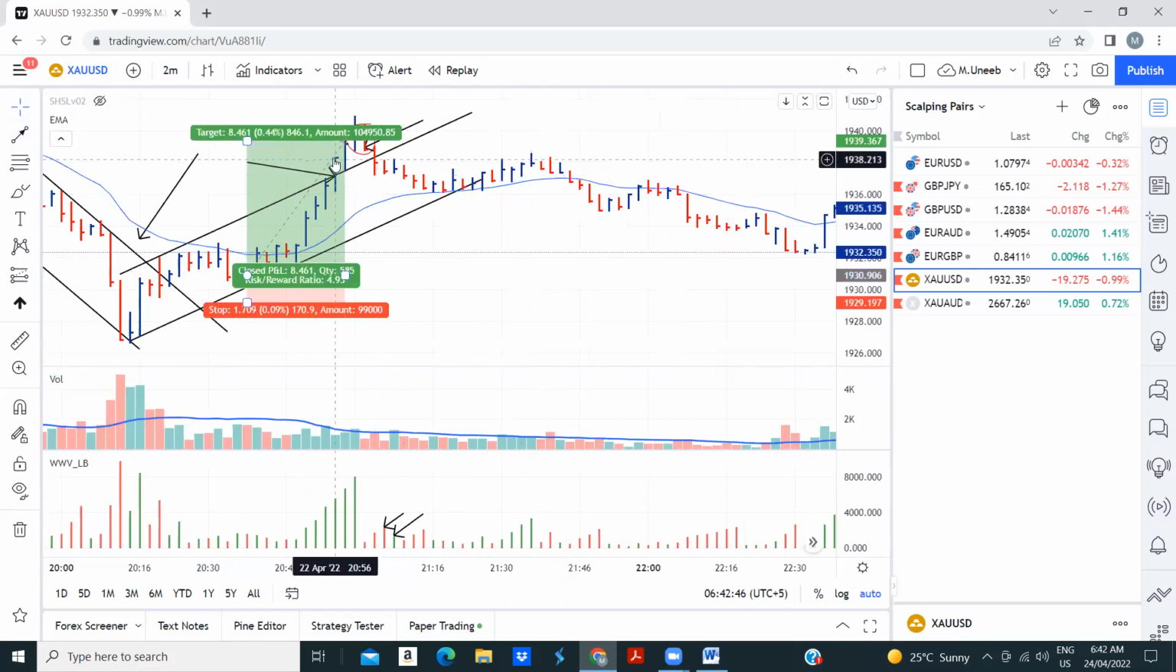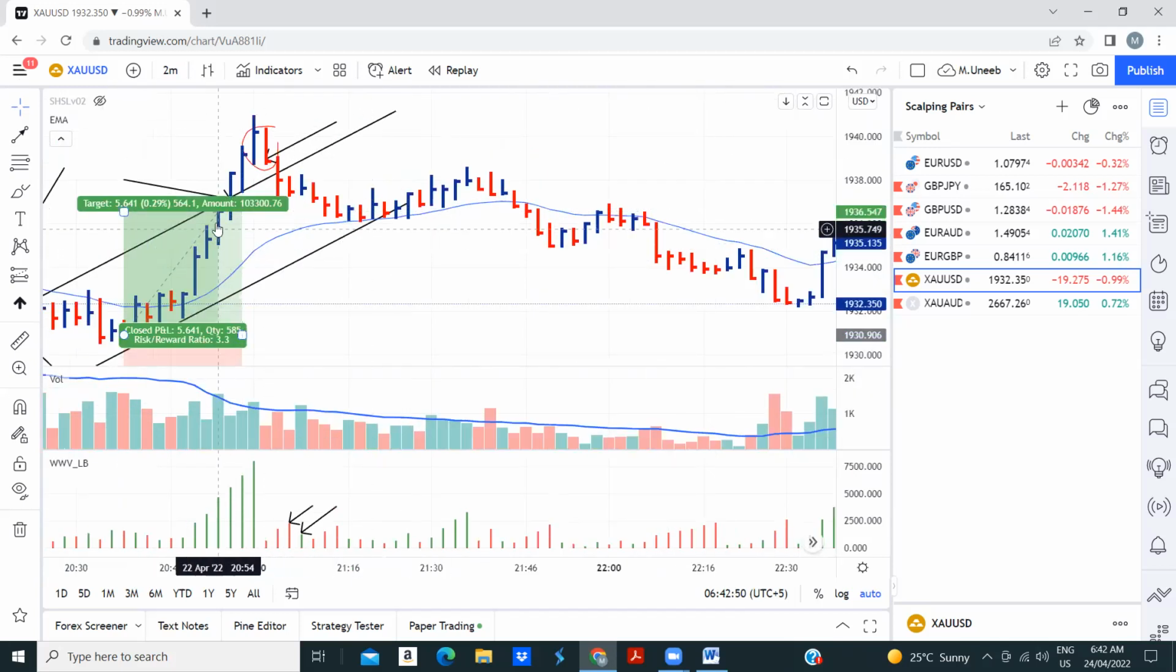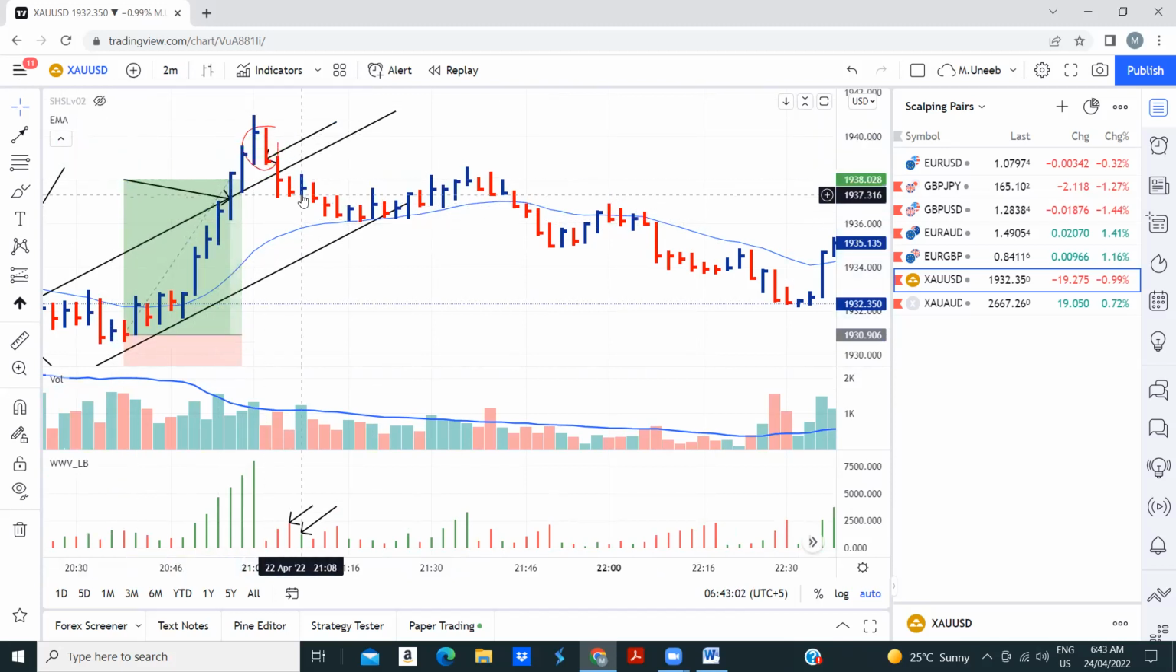So initially, at this point, I have already achieved my target. A good trader will always exit over here, 3%. But let's suppose you're going for a much higher risk to reward ratio, you must exit your trade right here, at this point, once you see this condition.